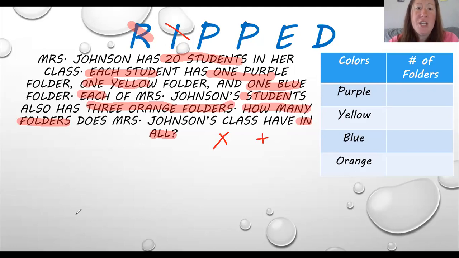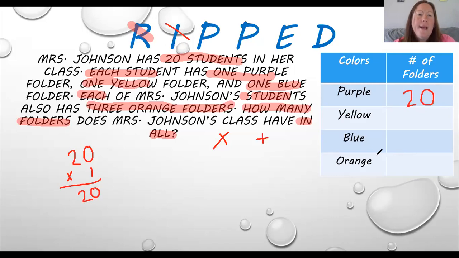So I know she has 20 students in her class, and the very next line told me that Mrs. Johnson's 20 students each had one purple folder. So to find out how many total purple folders there are, I could do 20 times 1, or I could do some repeated addition, but I remember that identity property, and that told me that anything times 1 is itself. So that must mean that there are 20 purple folders. I'm going to fill that in over here.